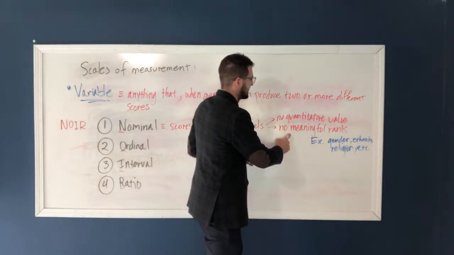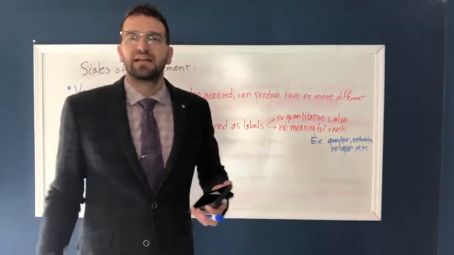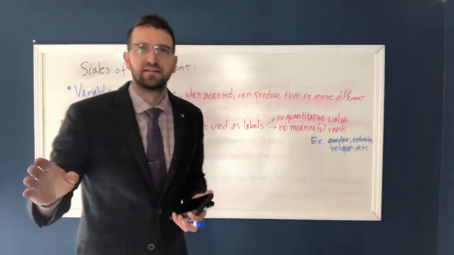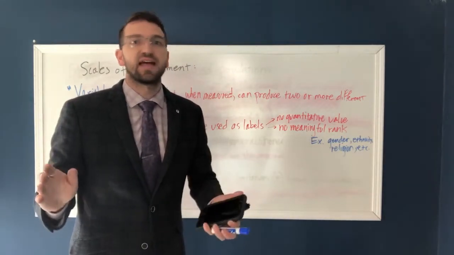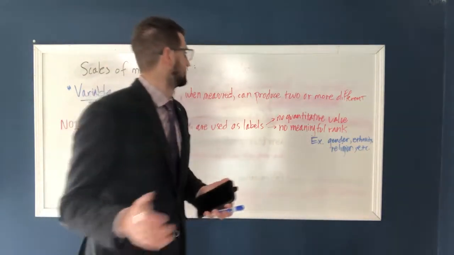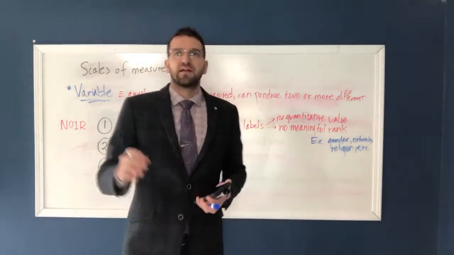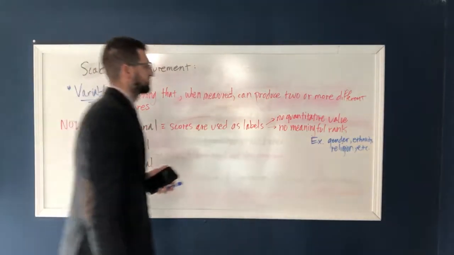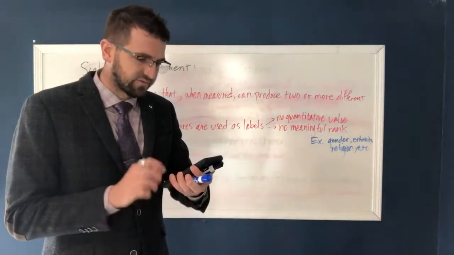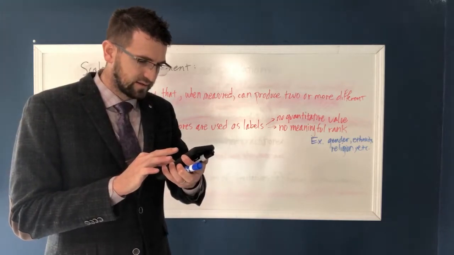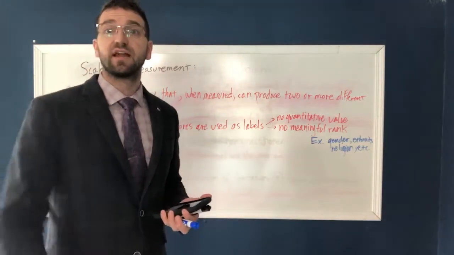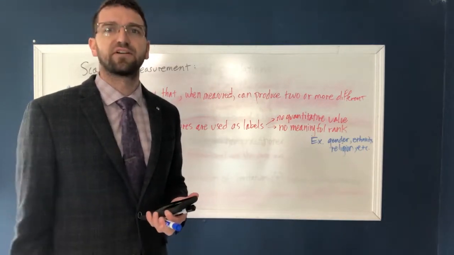The key here is it has no quantitative value, meaning the number is just that. It's only a label. It doesn't mean anything else. And there's no meaningful rank. Just because I assign females as one and males as two doesn't mean females are better than males. So examples of nominal variables, I'm sure you could think of more. Examples include gender, ethnicity, which is very similar, religion, political party, and other ID numbers, like your student ID number for Azusa Pacific. That is a nominal variable.